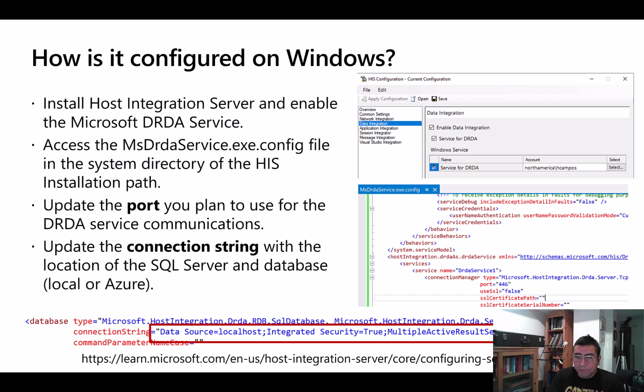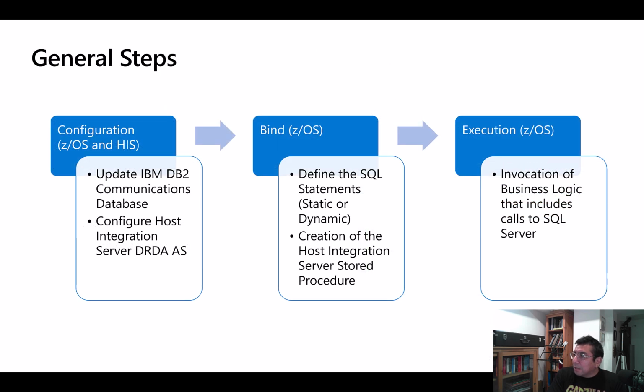They are here in this slide. Now, as a general step, we have three main, let's say, larger steps, or stages. One, which is the configuration stage, where you have the z/OS and HIS configuration, where you update the IBM DB2 communications database and configure the Host Integration Server DRDA.